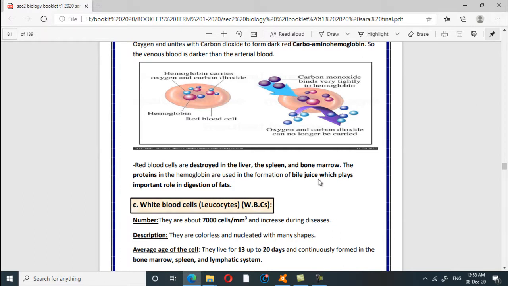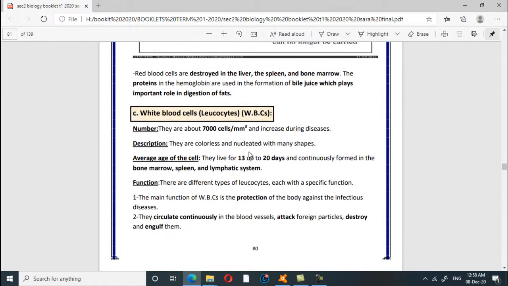As we said, the protein helps in formation of the bile juice, while the iron will be stored inside the body again. The white blood cells or leukocytes, their number is about 7,000 cells per cubic millimeter, and this number will increase during disease. They are also nucleated, so they can divide, and take care that red blood cells are enucleated, or without a nucleus. So any loss of red blood cells, they can't regenerate themselves or divide again.